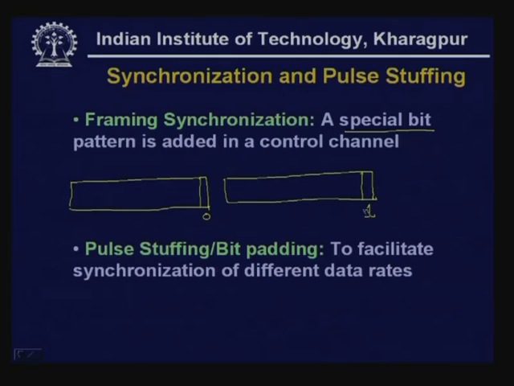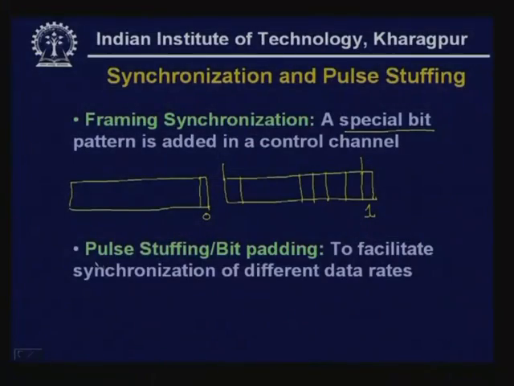Essentially, these synchronization bits state that this is the beginning of a frame, and data from different slots are coming from different sources, and they are demultiplexed at the receiving end. However, sometimes the data rate from a particular source does not match or is not a multiple of the rate at which the scanning is done while doing multiplexing. In such a case, some additional bits are added, which is known as pulse stuffing or bit padding. Both terminologies are used to facilitate synchronization of different data rates.